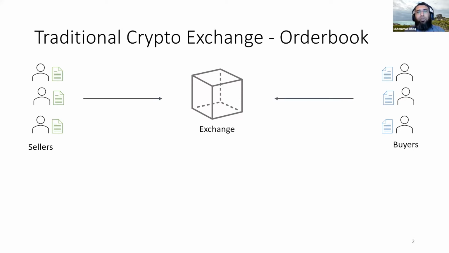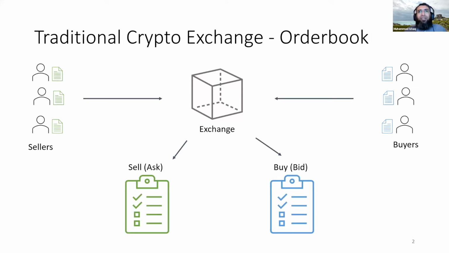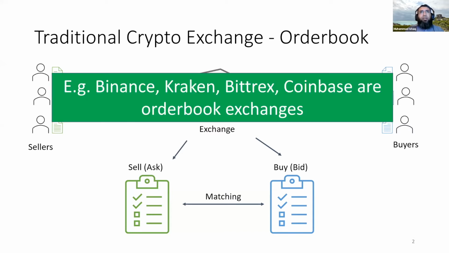And they talk to the exchange. The exchange maintains an order book. So what this order book is essentially an asks list and a bids list. And it performs a matching between them. And a trade is executed whenever we get a matching. So the traditional crypto exchanges like Binance and Bittrex, they are all order book based, right?